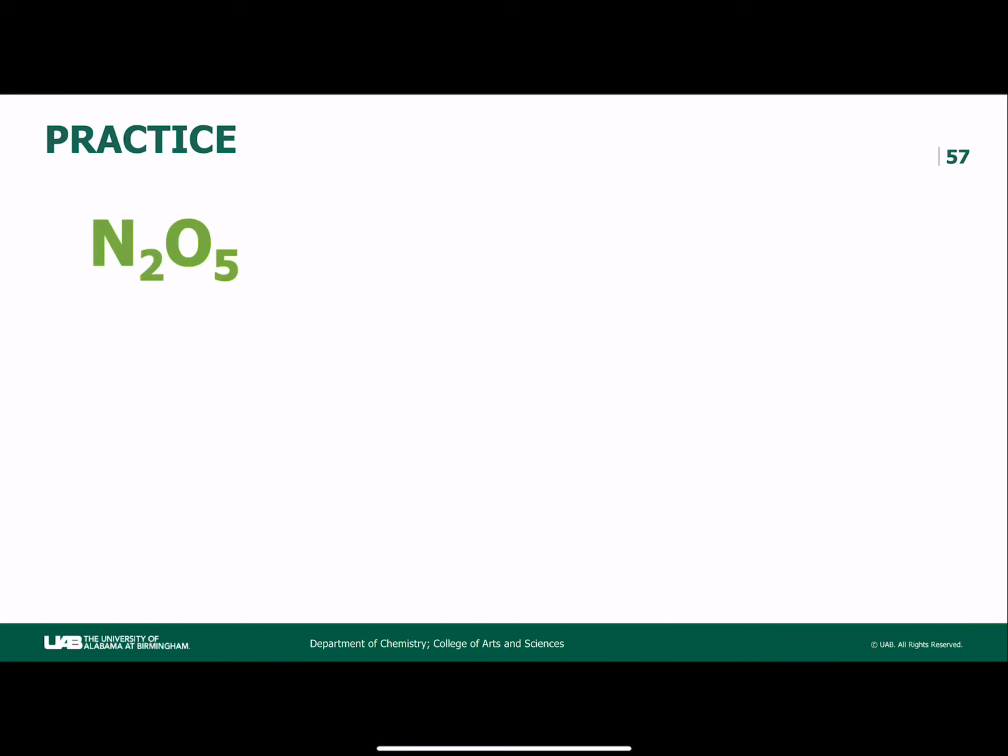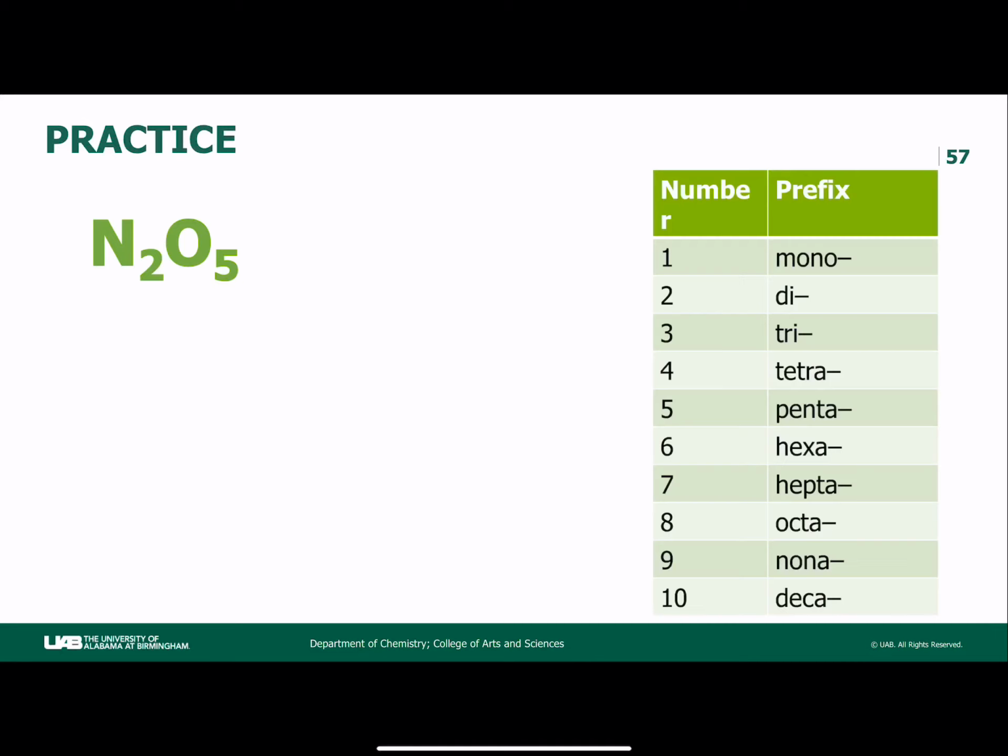All right, so we have N2O5 here. Your first step was to recognize what elements you have. Clearly you have nitrogen and you have oxygen. Now your periodic table that you'll have on the exam doesn't have the names, so you'll have to know that the N is nitrogen and that the O is oxygen. Your second step was to know how many of them you have. Well, there's 2 nitrogens. 2 gets the prefix di. There's 5 oxygens. 5 gets the prefix penta.